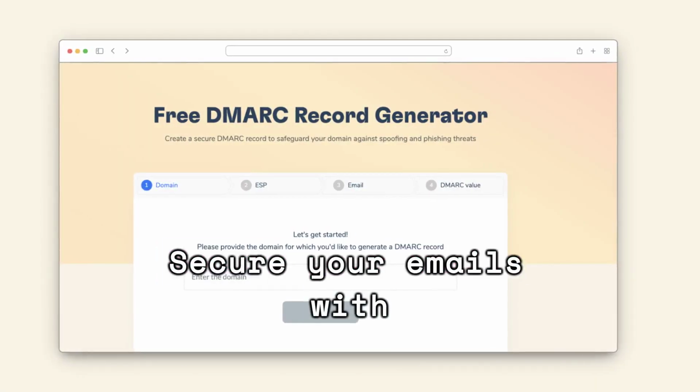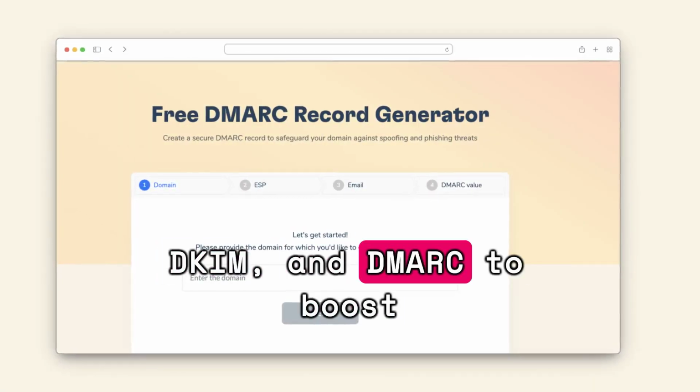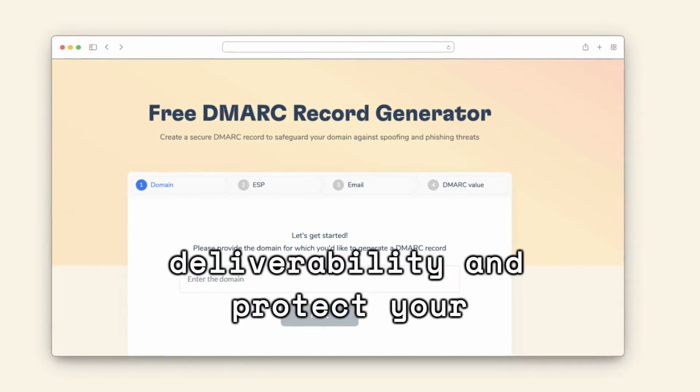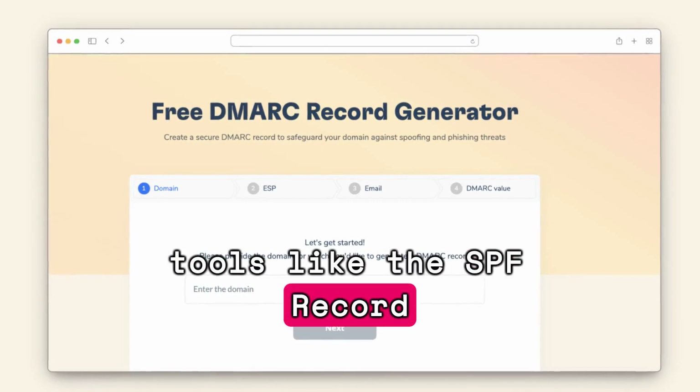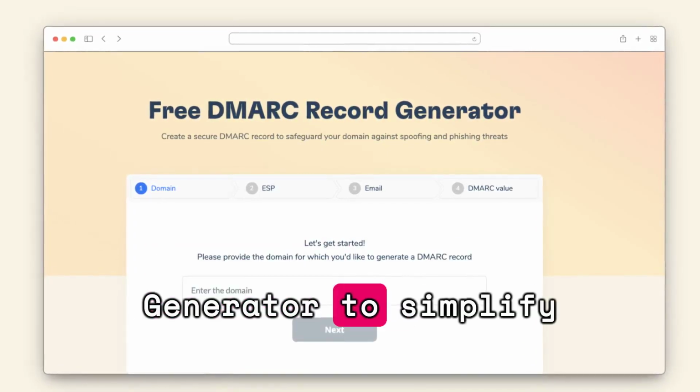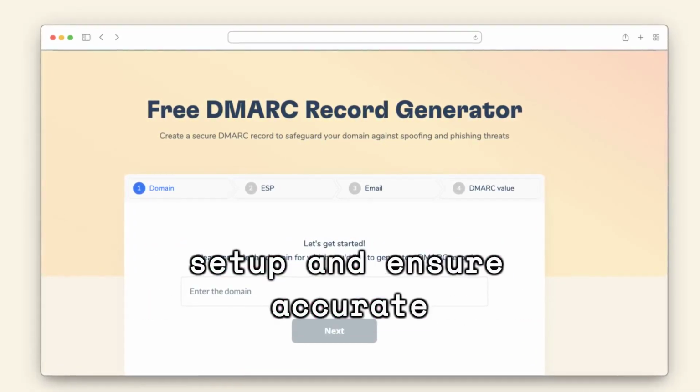Secure your emails with SPF, DKIM, and DMARC to boost deliverability and protect your domain. Warmy.io offers free tools like the SPF record generator and DMARC record generator to simplify setup and ensure accurate authentication.